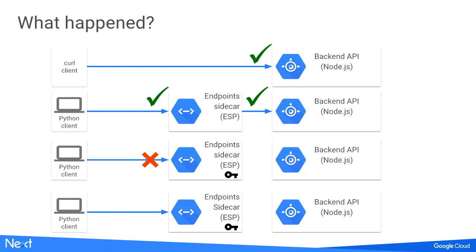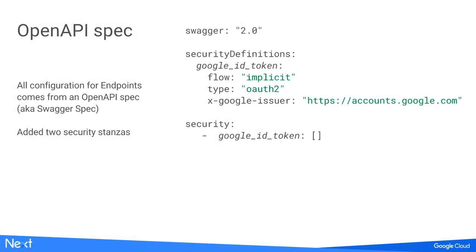Once we added authentication, the unauthenticated calls with curl or with the clients written in Python failed. And the key point here is that the response that was HTTP 401 came from the endpoints extensible server proxy. So those requests never actually made it to the Node.js backend. And of course, when we had authentication JSON web tokens, the request succeeded, and the response was proxied back from the Node.js backend.